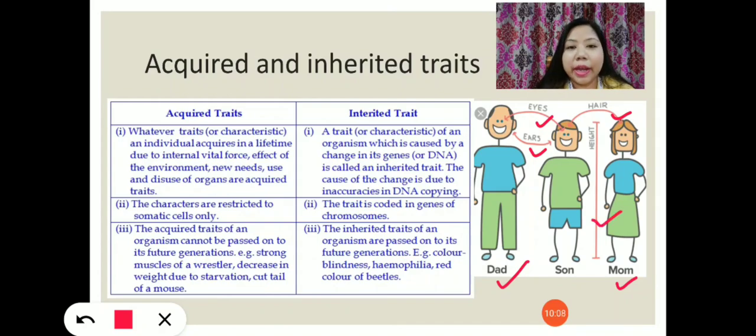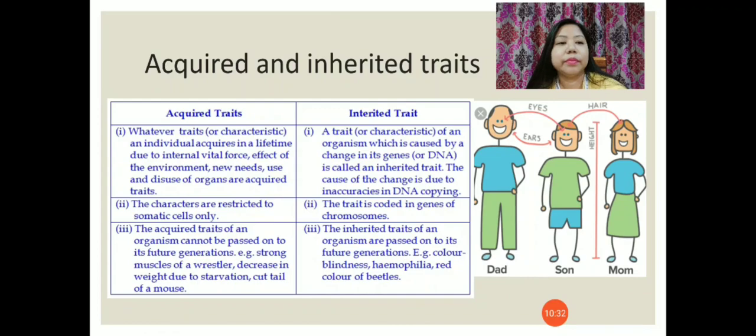That means characteristics are inherited from both the parents, but when expressed in the body of the offspring, only one characteristic will be expressed. That means either the father's characteristic or the mother's characteristic will be expressed.